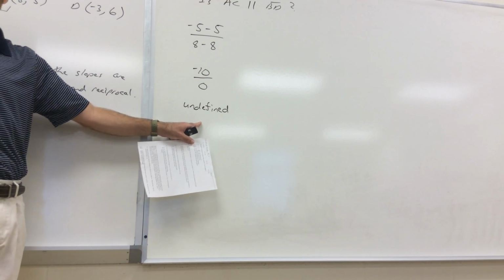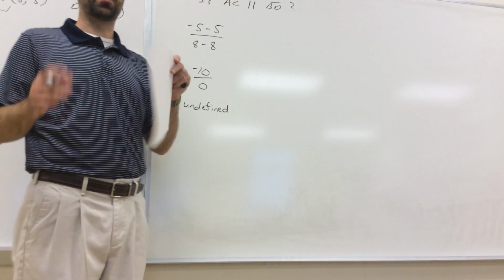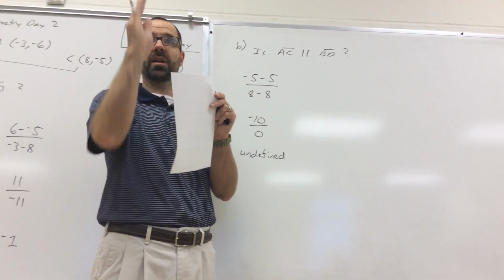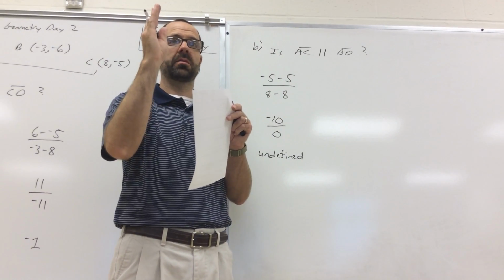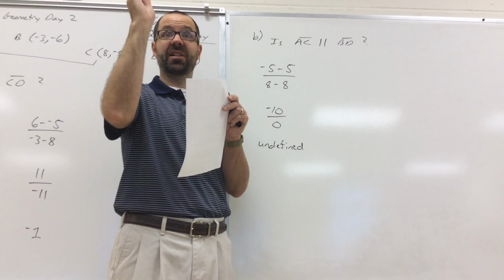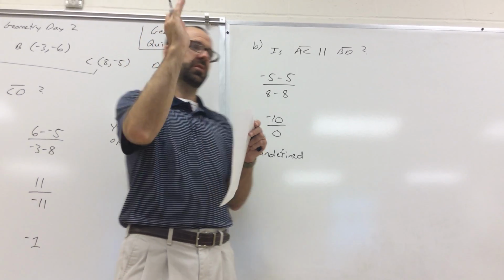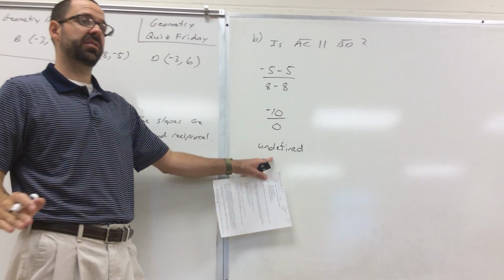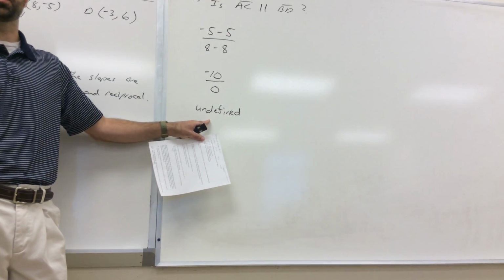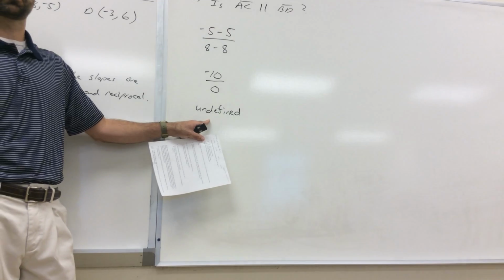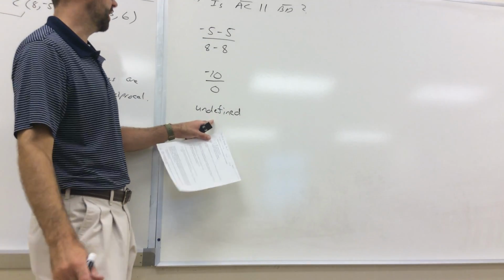And you might remember this from algebra, you might not. An undefined slope is a line that's going straight up and down. It's very, very steep. It's a cliff. So it's crazy steep, so we say you can't even talk about how steep it is. It's an undefined slope. Okay, so from A to C it's undefined.